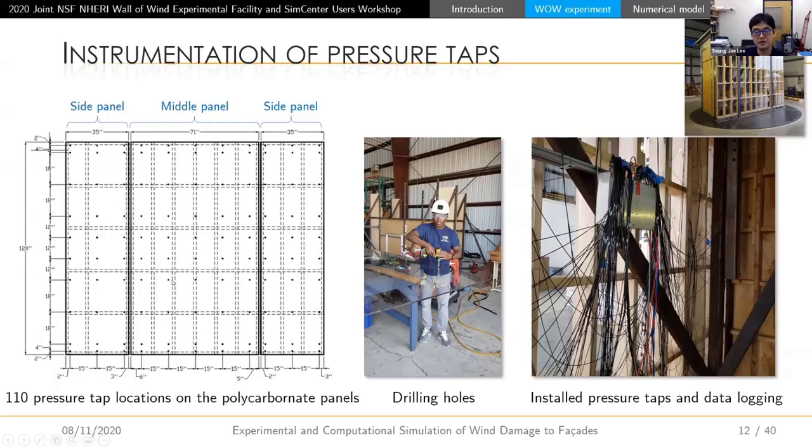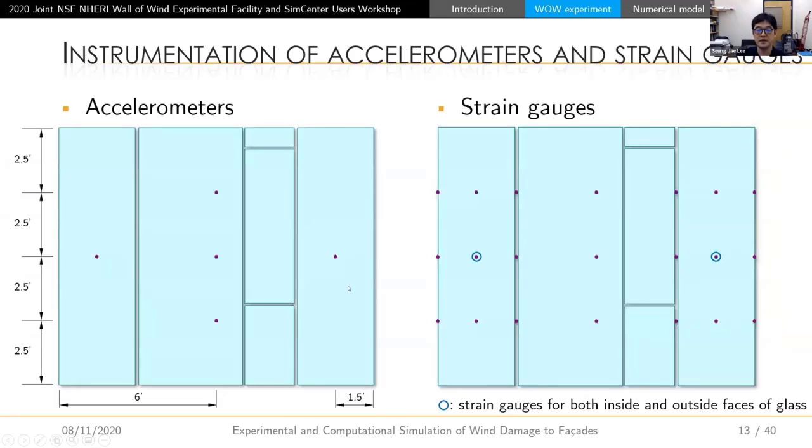To instrument these pressure taps, we drilled the holes, installed the taps, and connected the data logger like that. And these dots indicate the locations of accelerometers and strain gauges. So we put 3 accelerometers in the middle panel, and then we put about, I think, 23 strain gauges on both the inside and outside of the glass, and also on the mullion as well.